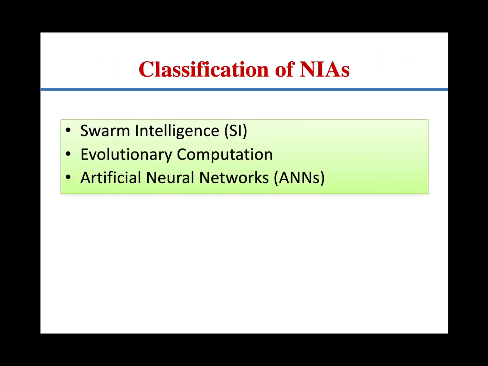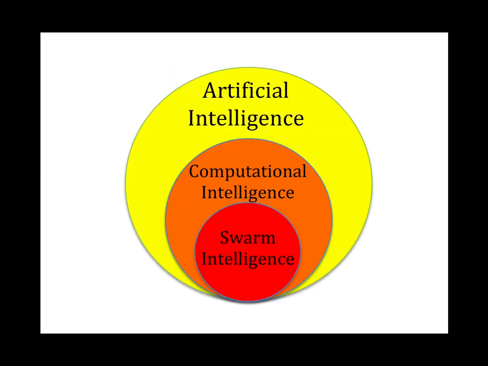Broadly, nature inspired algorithms can be classified into three parts: swarm intelligence algorithms, evolutionary computation algorithms, and the artificial neural networks algorithm. In this talk, I will concentrate only on the swarm intelligence. I'll also speak in brief about the evolutionary computation. So when I say swarm intelligence, the first question that arises in our mind is in which area it lies. I would say that swarm intelligence is actually a part of artificial intelligence.